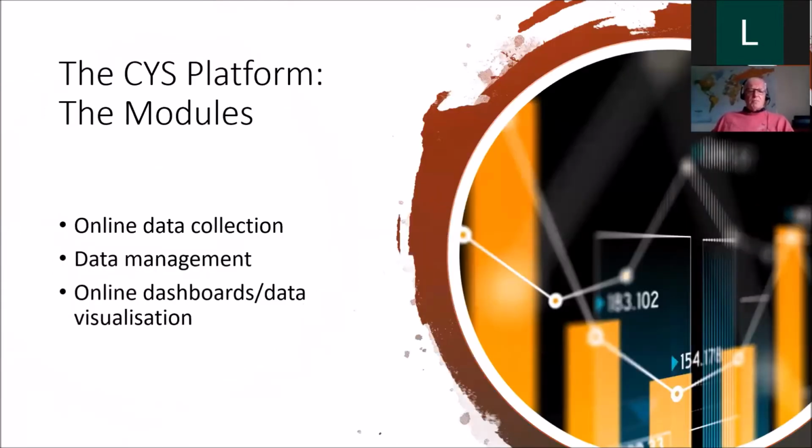So the CYS platform comes with 3 modules. It has an online data collection module, so it has a complete module for developing questionnaires, sending out those questionnaires, and being able to retrieve that information, remind people that they haven't filled in the questionnaire yet, all the sorts of things you would expect of an online data collection tool. I'm not going to talk about that much today. I'm focusing much more on the latter 2 parts, which is the data management and the actual dashboards that it produces. So they're the 3 modules that come with the system. They're all included. You don't have to buy each one. They just all fit together.